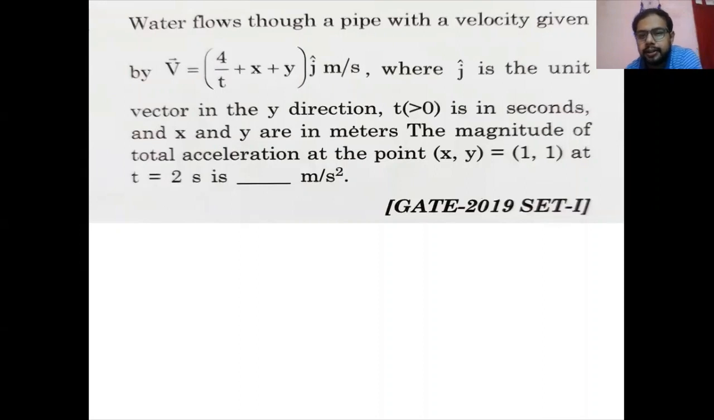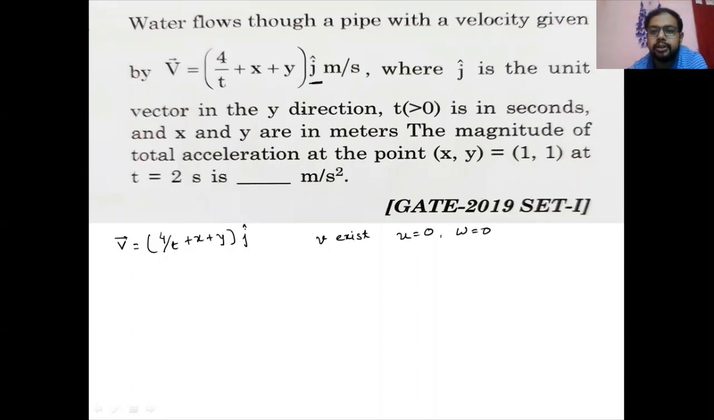Another question is coming, from GATE 2019. The question is given: water flows through a pipe. The velocity is given to you, v = 4/t + x + y. So velocity is only along the y-axis, so only small v exists. u is equal to 0, w is equal to 0, because only the j component is here.